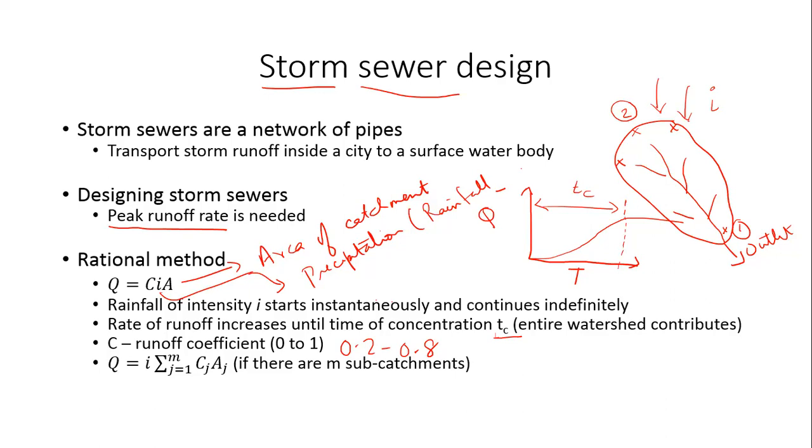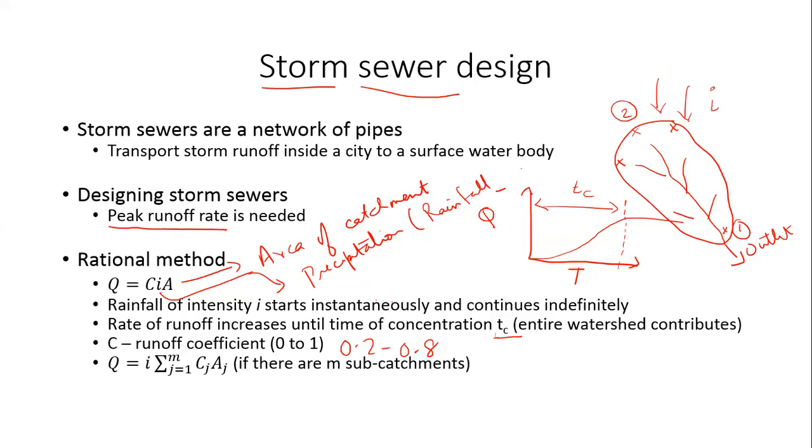This is similar to what we did with the curve number approach, where you have the different curve numbers for the different types of areas. You take the weighted mean to get the effective curve number. Similarly, you can have an effective runoff coefficient, right? So that's what this is doing.